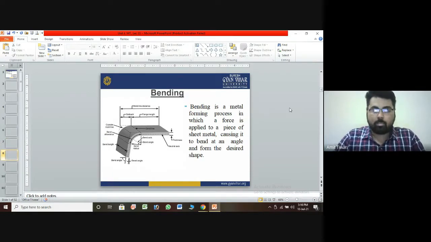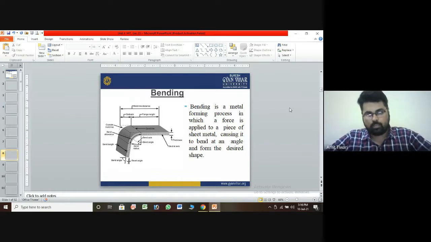So bending is a metal forming process in which a force is applied to a piece of sheet metal, causing it to bend at an angle from the desired shape. It's known as bending.